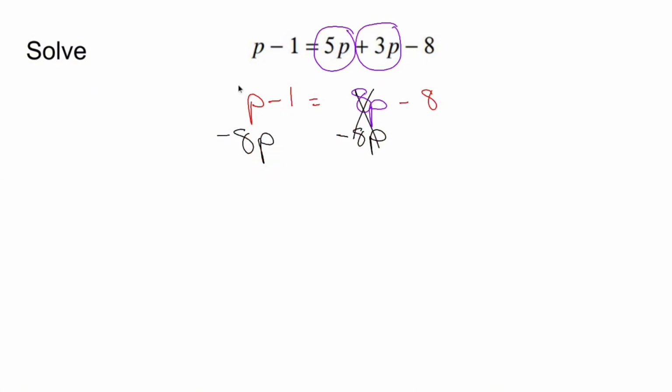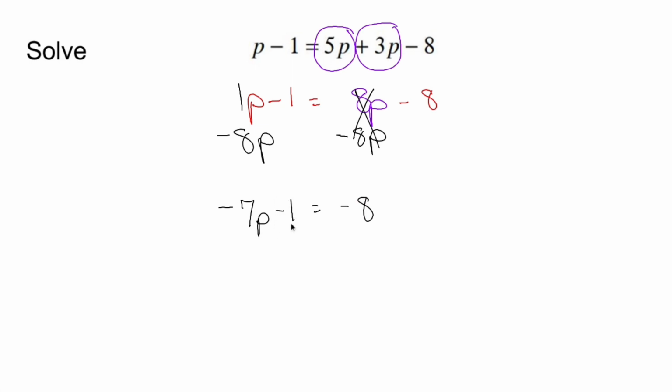Now, this is an invisible 1, so if you need to put a 1 there, go ahead. 1 minus 8 is -7. So 1p minus 8p is -7p. Drop down the -1, drop down the equals, and drop down the -8. Now I have a two-step equation. P is not all by itself. -7 is being multiplied and -1 is off to the side.